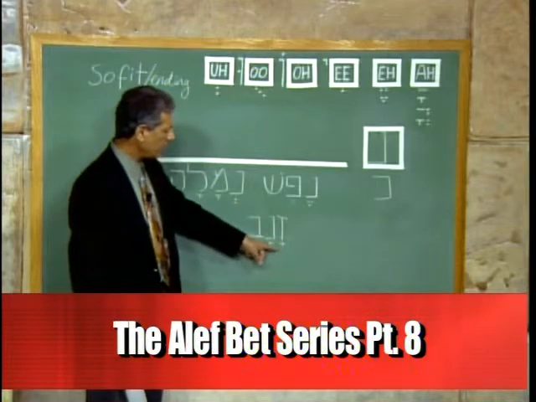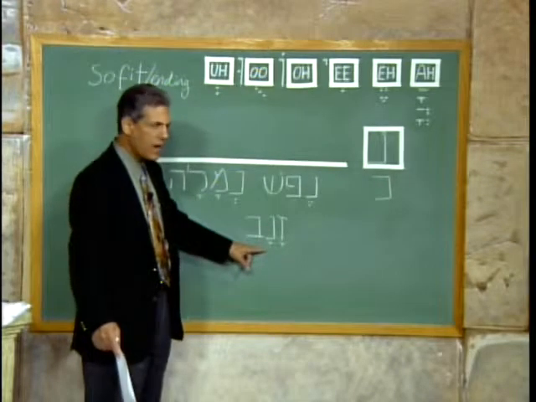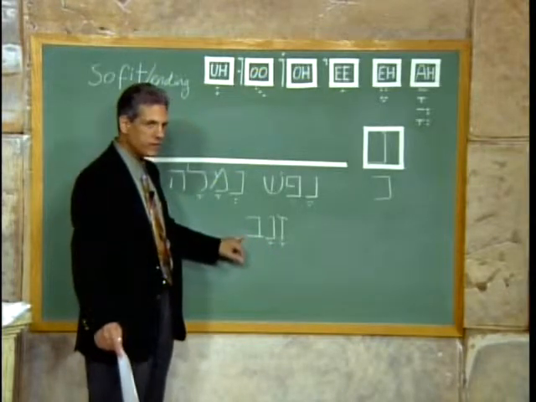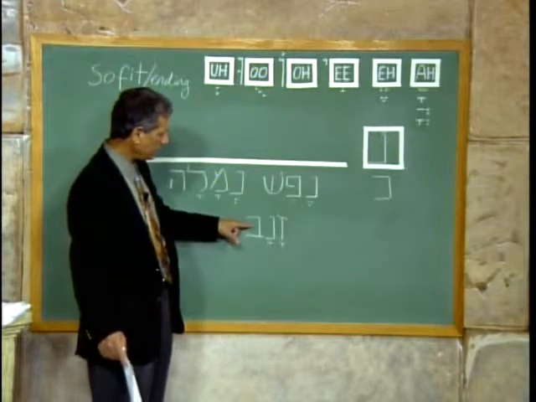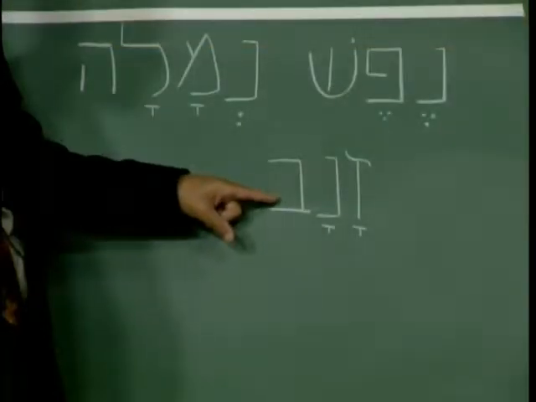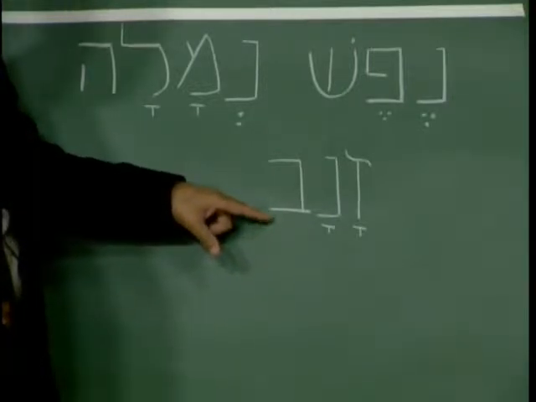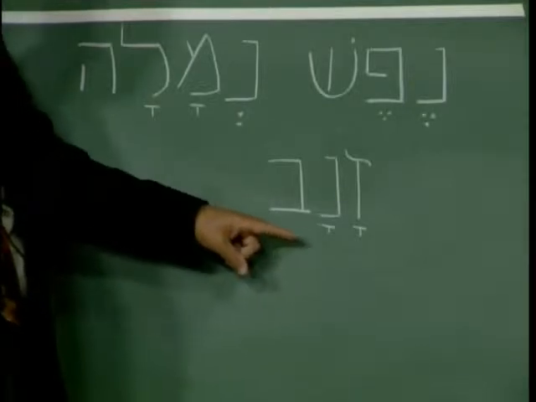The letter Zayin with an A sound, the letter Nun with an A sound: Za, Na, and then we have a Vet. Why is it a Vet and not a Bet? Because the Bet is missing the dot in the middle. There's no dot in the middle, so it becomes a V sound. If there was a dot in the middle, it would have been a B sound. So we have zanav.